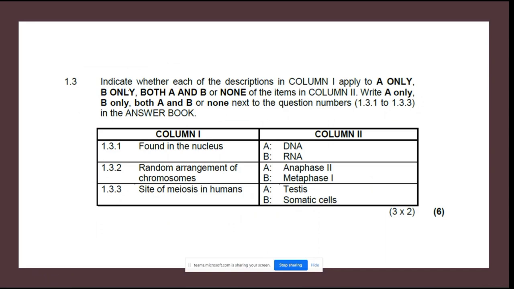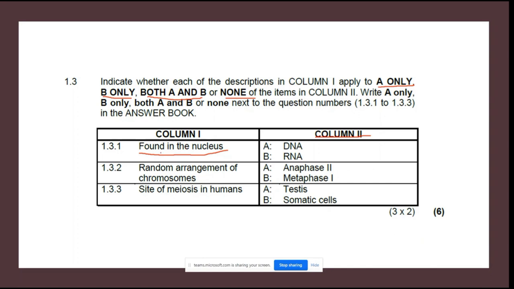Indicate whether each one of the descriptions, so the description is normally found in column one, and two statements are given in column two. So you must match whether only the first statement, A only, B only, both A and B, or none of the items match the statement. Right, let's have a look at this one, and please answer according to the key. The key says your answer must be A only, B only, both A and B, or none. So let's have a look at this one.